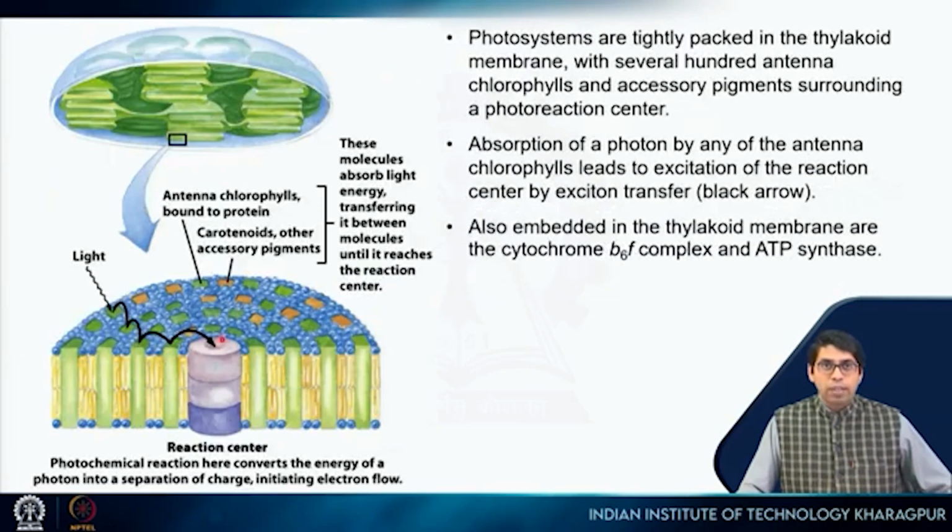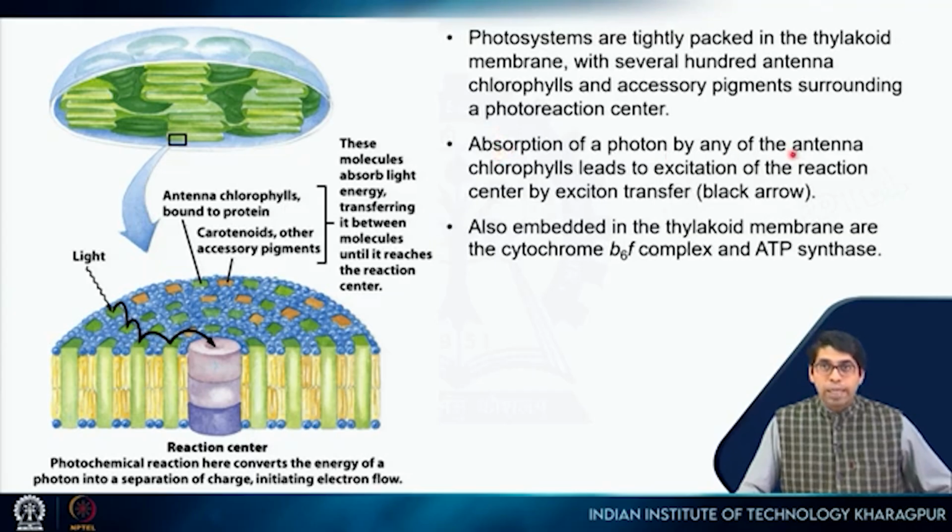So now let's look at the light reaction. The photosystems are tightly packed in the thylakoid membrane with several hundred antenna chlorophylls and accessory pigments surrounding a photoreaction center. So this is the photoreaction center, right? And this photoreaction center is surrounded by all these antenna pigments. So they can be chlorophyll, they can be other pigments. We will see the structure of these pigments in the next slide.